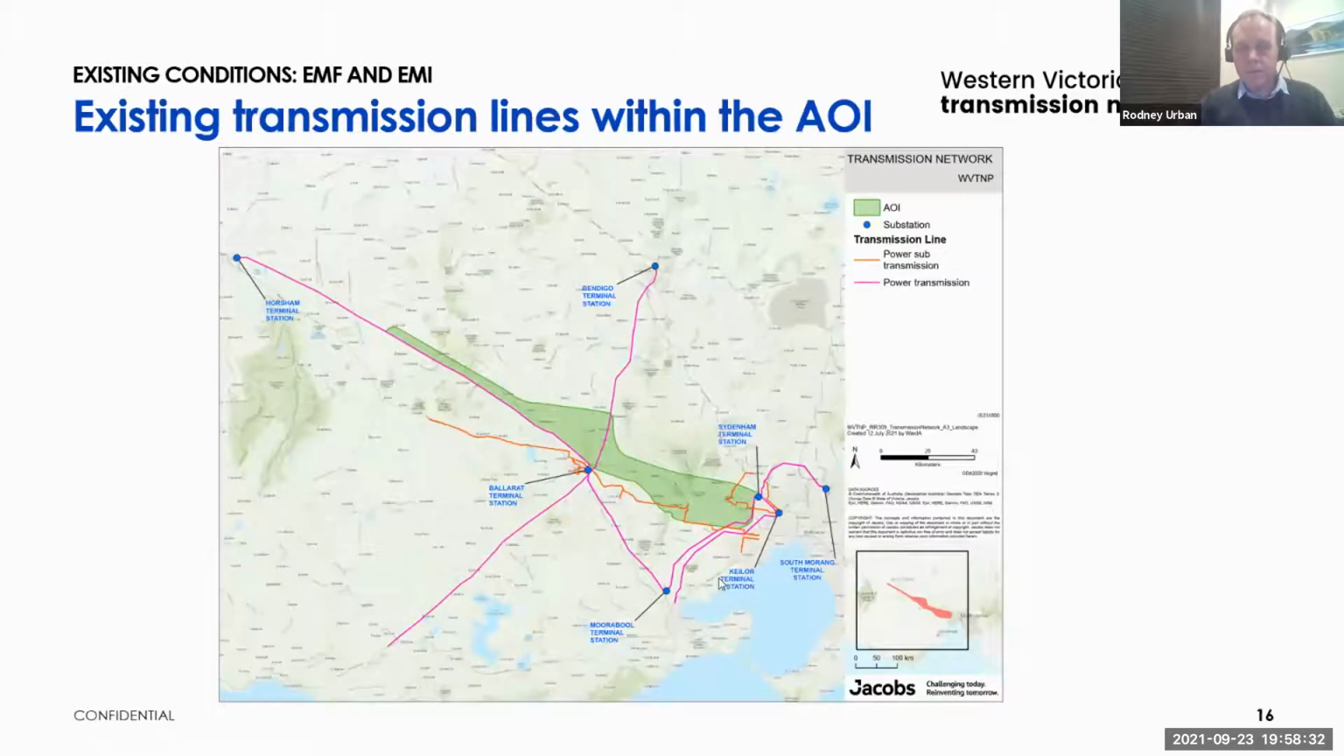Here we have a map of the area of interest in green, and the existing power transmission lines, which are in pink. We've also got sub-transmission lines in orange. Sub-transmission lines are at lower voltages than the transmission lines. As I mentioned, transmission lines are 220,000 volts and 500,000 volts. The sub-transmission lines are typically between 33,000 and 132,000 volts, so slightly lower voltages.